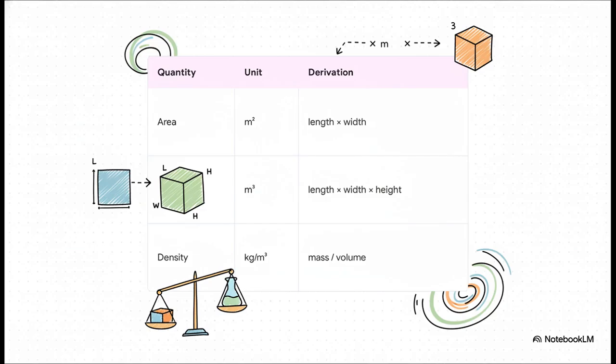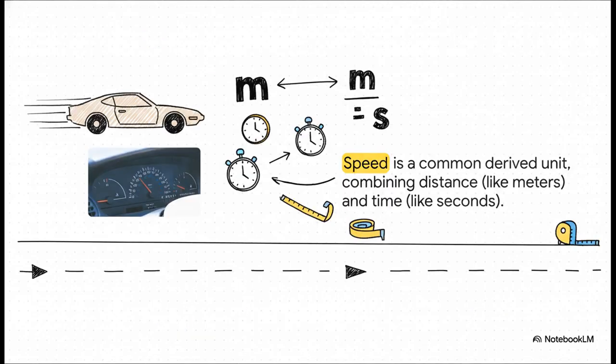Same idea for volume. Length times width times height gives you meters cubed. See, we're just multiplying and dividing those base units. And a great everyday example of a derived unit is speed. Speed is just a measure of distance divided by time. So in SI units, that's meters per second. The unit literally tells you the formula. It's a combination of a length unit and a time unit.